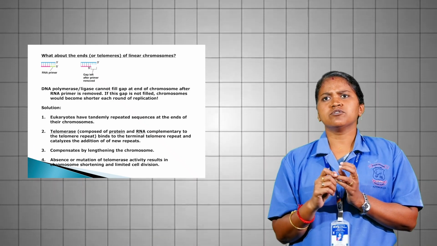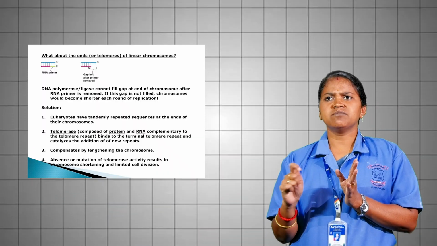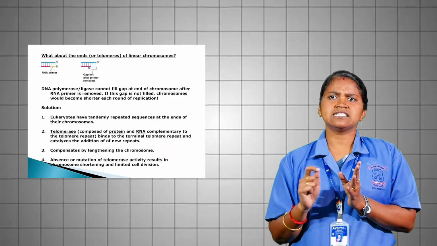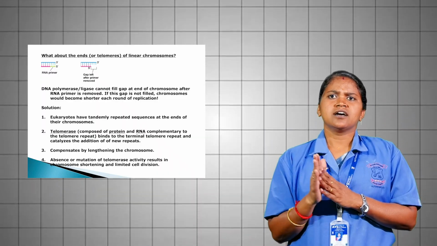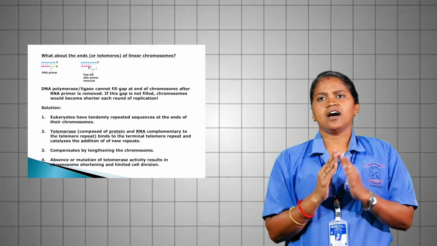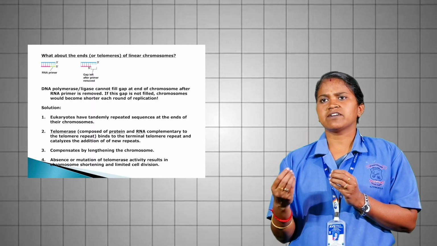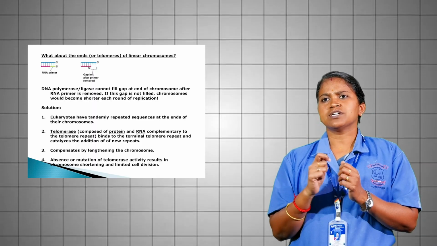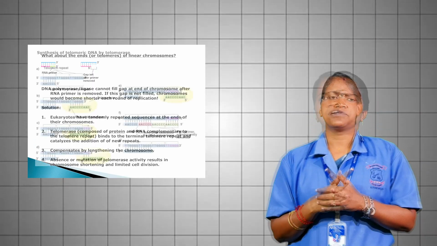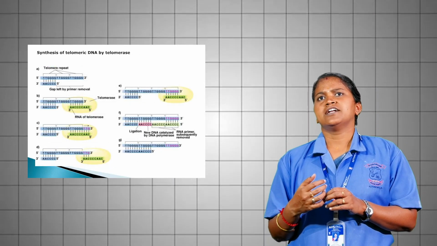The telomerase is composed of protein and RNA complementary to the telomere repeats, which recognizes the terminal telomere repeats and catalyzes the addition of new repeats. Components of lengthening of the chromosomes, or mutation, or sudden changes, or absence of telomerase activity result in chromosome shortening and limited cell divisions. The picture showing synthesis of telomeric DNA by the telomerase.